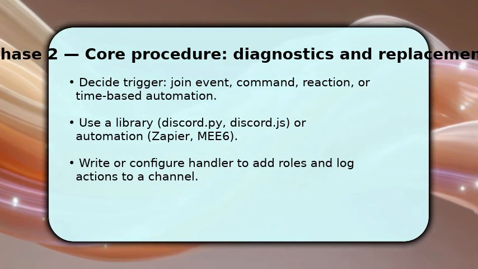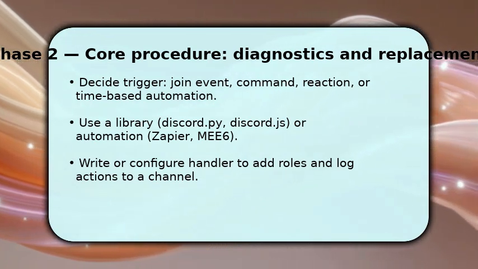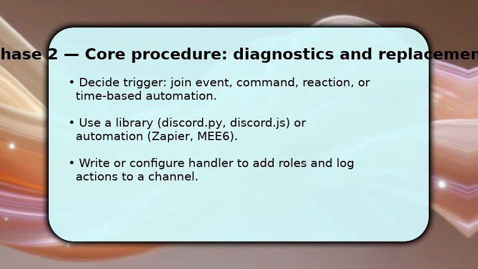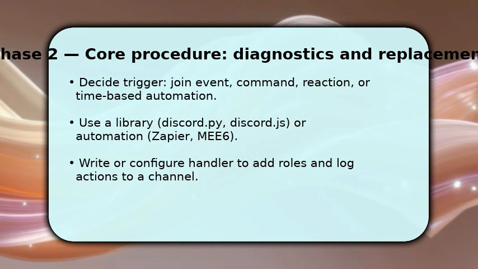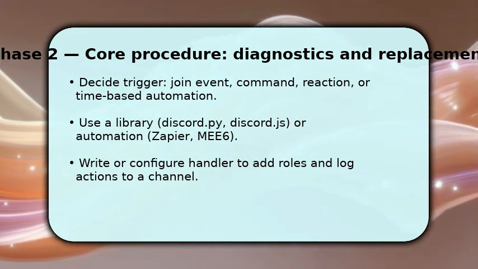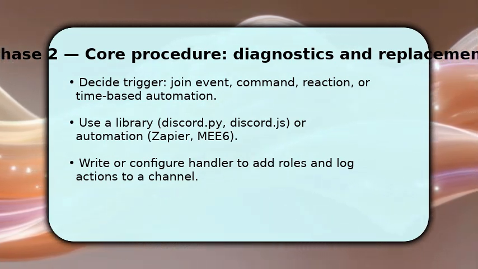You choose the trigger: on member join, a specific command, reaction add, or a scheduled check. Pick whatever fits your flow. Then use a library like discord.py or discord.js, or configure a bot service such as MEE6 or Zapier.